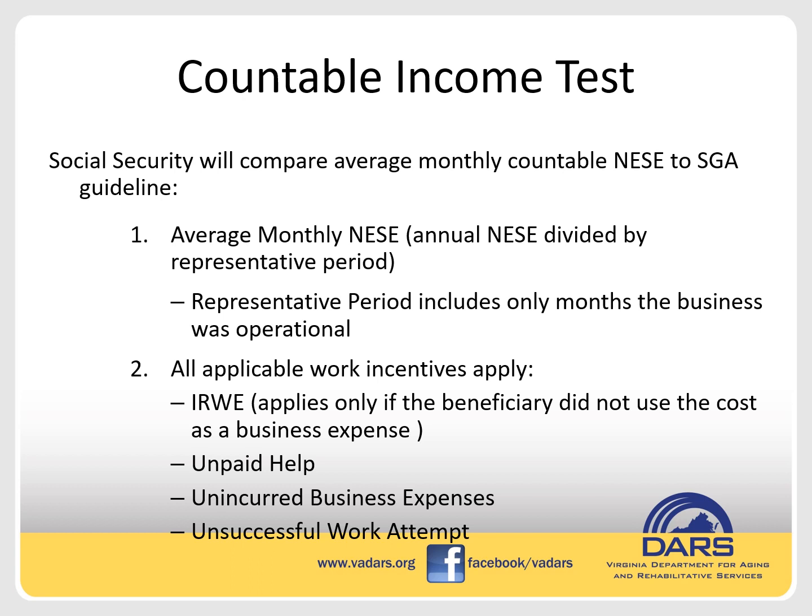On the next couple of slides, I just want to give you an overview of what the countable income test and the three-step test mean for the purposes of evaluating whether or not somebody is engaging in SGA if they're self-employed. And we'll talk about the countable income test first. So Social Security is going to compare the average monthly countable income, that NESE, to the SGA guideline, so whatever SGA is for the given year. And that average monthly NESE is determined by taking the annual profits after any deductions and dividing by the number of months in a representative period. And that representative period only includes months that the business was operational.